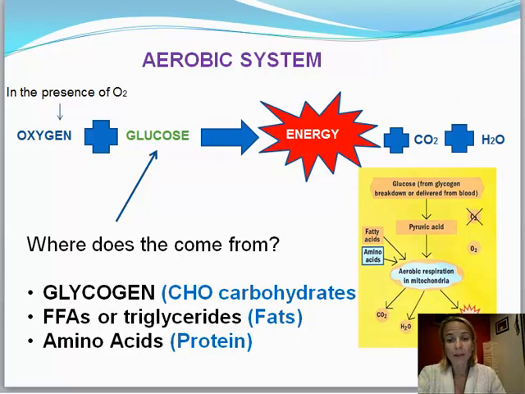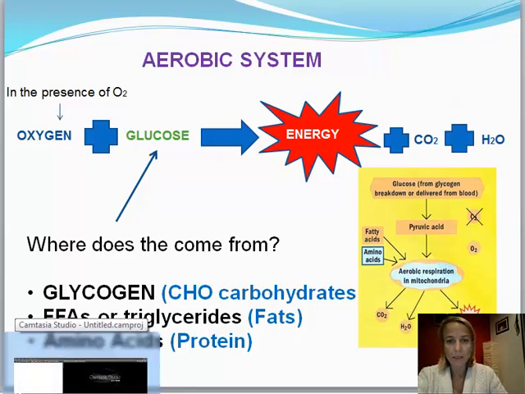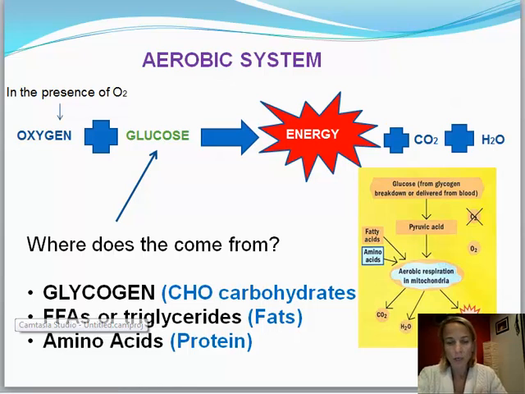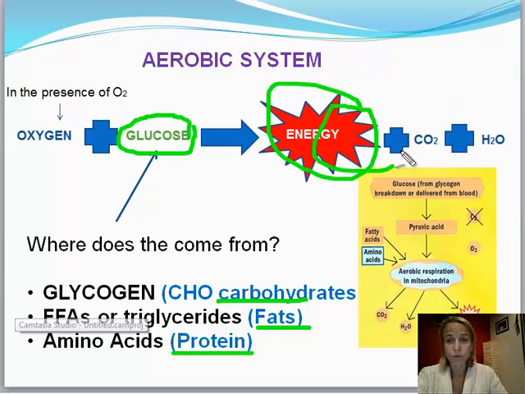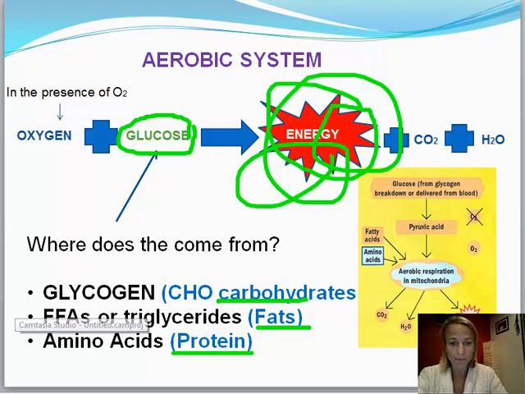Now looking at the other energy system, the aerobic energy system. If we remember back to cellular respiration, where oxygen plus glucose gives us energy, carbon dioxide and water, this glucose comes from the three nutrients: carbohydrates, fats and protein. All of these eventually are broken down into glucose that we use for our energy.